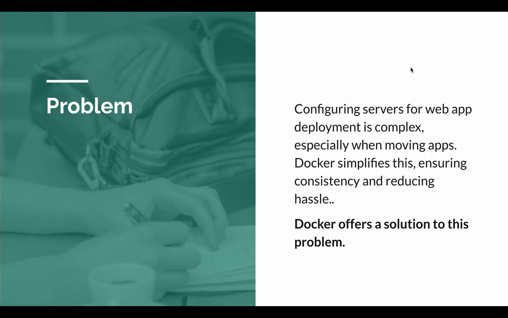Let's start with the problem we were facing. Configuring servers for web app deployment is complex, especially when we are moving the applications. When we deploy a web application on any server, we have to make a lot of settings on the server where we are deploying the application, like installing the operating system, frameworks, and the packages. But when we shift our application from one server to another server, we have to make these changes again. It can be a huge hassle for bigger projects. An app working on one server may not work on another server. Docker solves this problem for us. Docker gives us the concept of containers. We can create our containers and run these containers on any server.